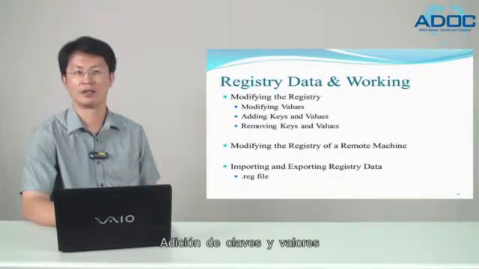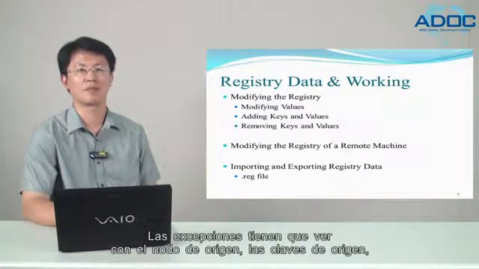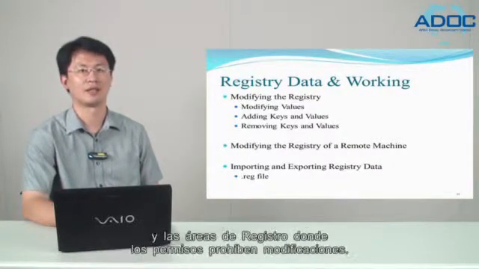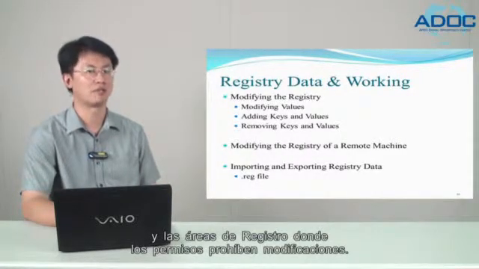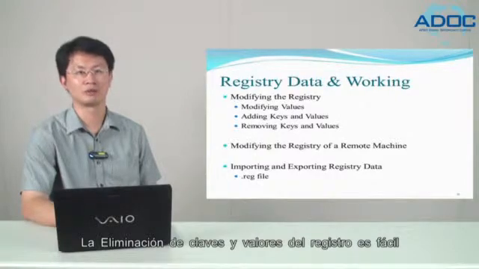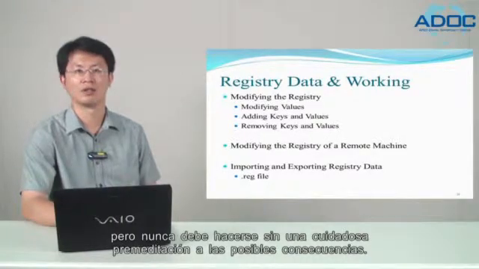Adding keys and values: as noted previously, you can add or remove keys in most areas of the registry. The exceptions pertain to the root nodes, the root keys, and the areas of the registry where permissions prohibit modifications. Removing keys and values from the registry is easy, but should never be done without careful forethought to the possible consequences.